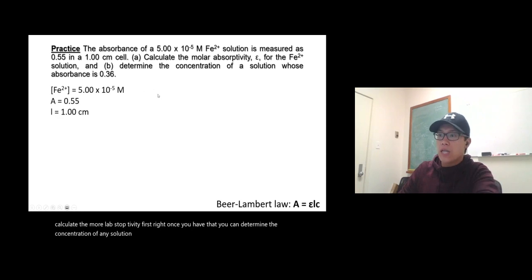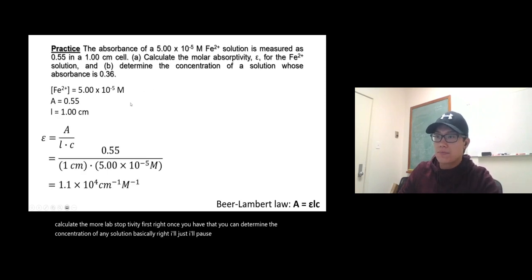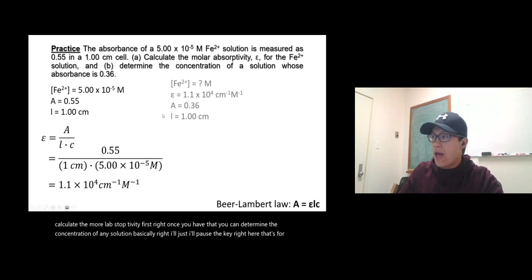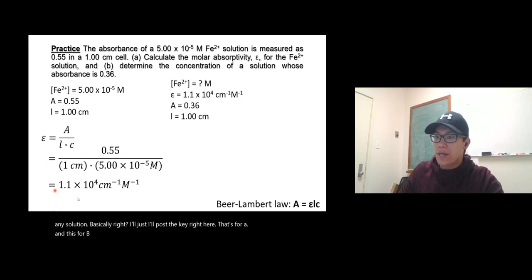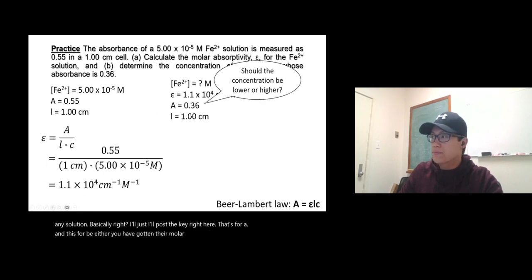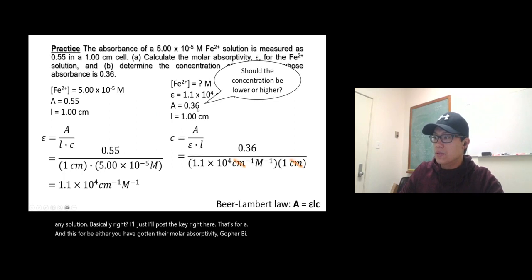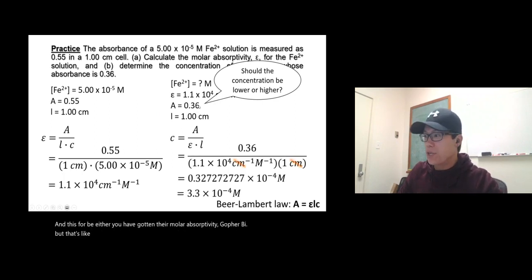Basically, all right. I'll pause the key right here. That's for A. And this for B. After you have gotten the molar absorptivity, go for B. Ta-da, that's the concentration. Here we go.